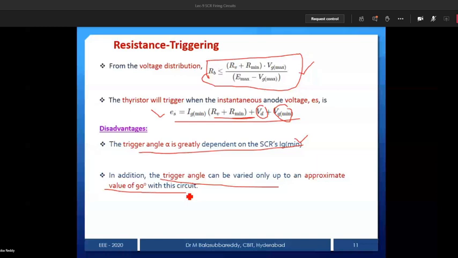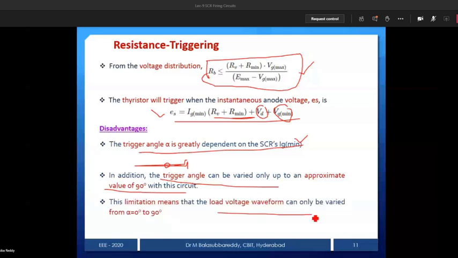Another drawback is that we can control only 0 to 90 degrees. It is a major problem. In some exam cases they may ask you to explain the triggering circuit to control 0 to 90 degrees only. Instead of saying R triggering, they mention a control circuit for 0 to 90 degrees, so we can use R triggering. The load voltage waveform can be varied only 0 to 90 degrees. This is our drawback. To overcome this, we will go for RC triggering. RC triggering can control 0 to 180 degrees. We will see that in the next case.